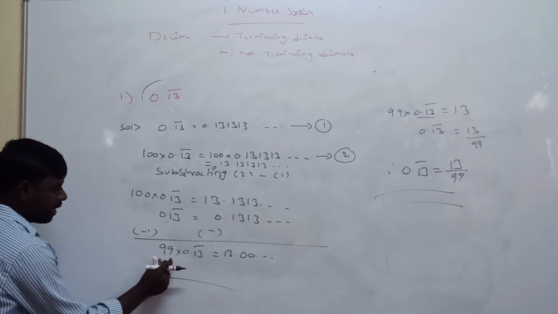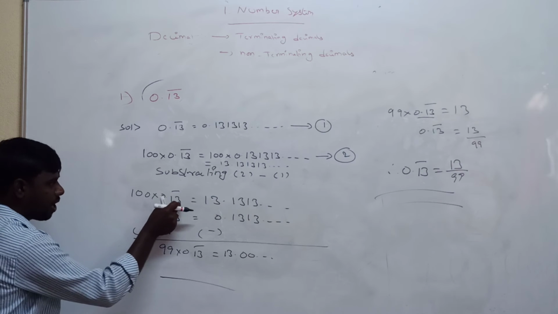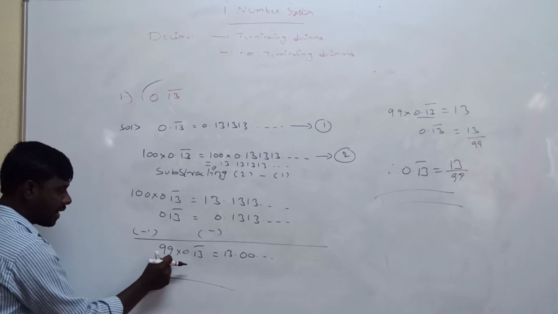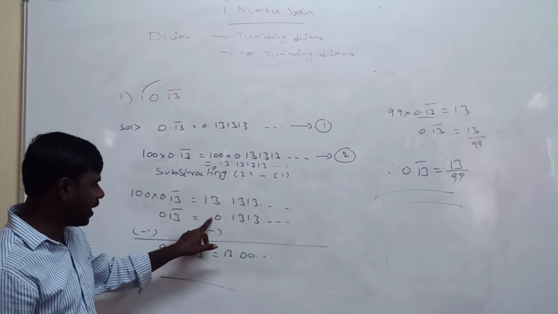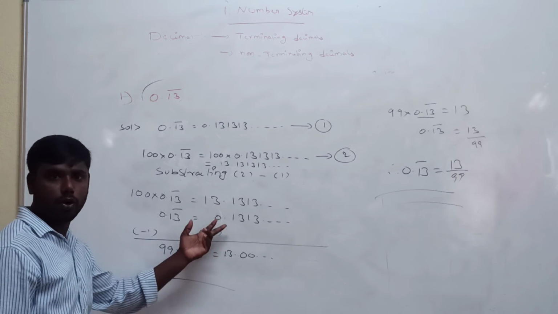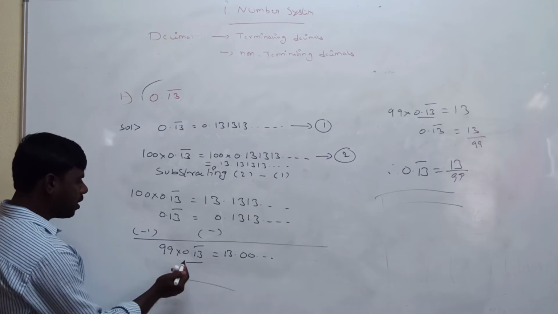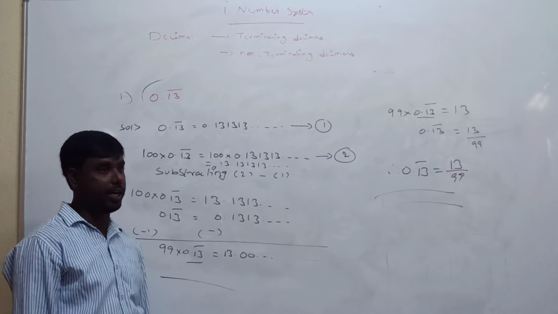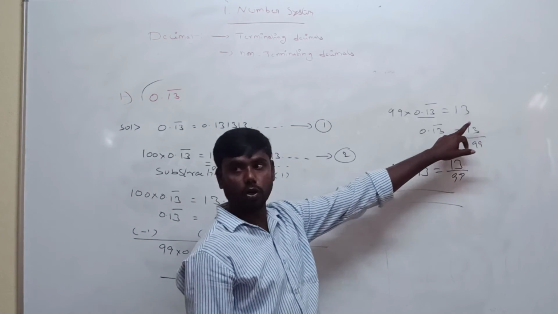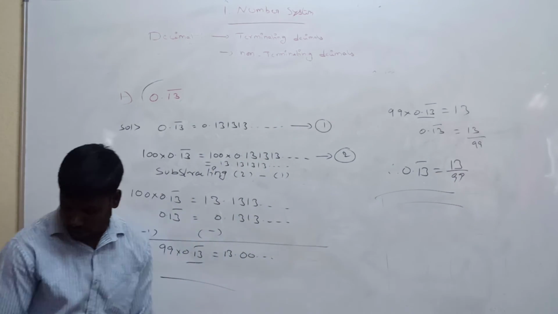Finally you should get 99 into 0.13 bar, that is 100 into 0.13 bar minus 0.13 bar, means 99. 0.13 bar is equal to 13 minus 0, the value is 13. 1 minus 1 is 0, 3 minus 0 is 3. Then the rest is all zeros. So only 0.13 bar should be calculated. 99 is the denominator. 0.13 bar is equal to 13 by 99. So everyone understood?